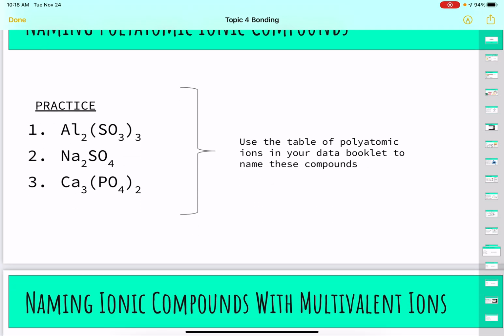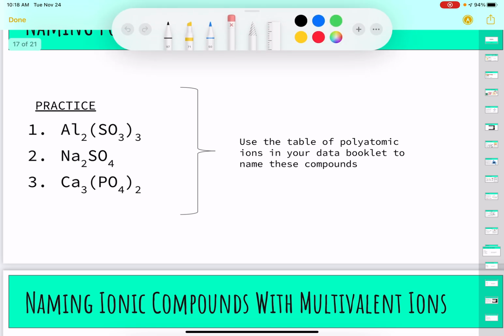So how we name these, we literally will name the metal. So this would be our metal. And then we're going to name the polyatomic. So these would be the polyatomic.